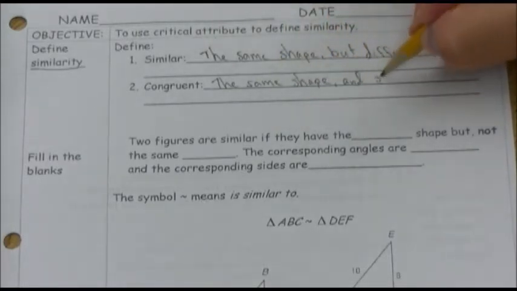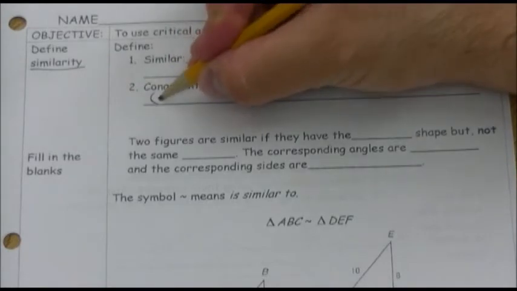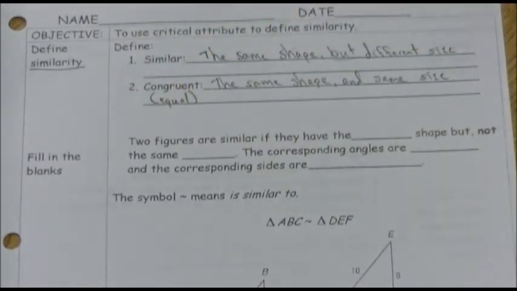and same size. So that's the difference between similar and congruent. Similar is same shape, but it has different size, and congruent means the same shape and the same size. So congruent is just another word for equal. So I'm going to write that down right here. It's exactly equal. Similar just means that it looks like it, but it's a different size. Okay, so let's fill in the blanks.